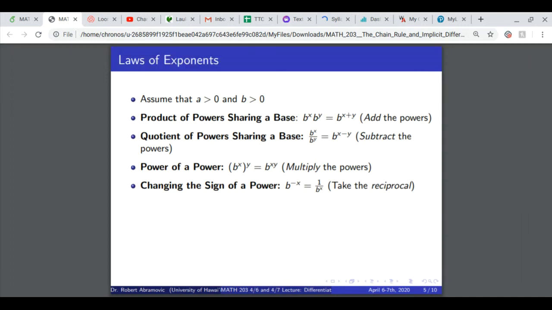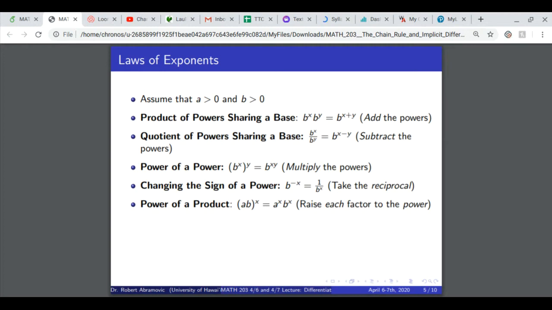Next, we change the sign of a power. B to the minus x is the same as 1 over b to the x. That means we're taking the reciprocal of b raised to the x power. Remember, the reciprocal of a number is 1 over that number. So if we change sign, we have to take the reciprocal of 1 over b to the x and then replace this negative with a positive, or equivalently replace the positive with the negative. That's how we change the sign of a power.